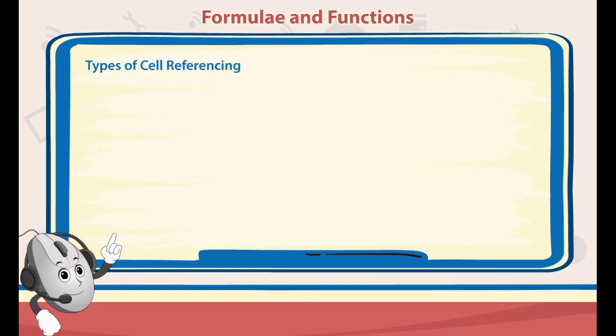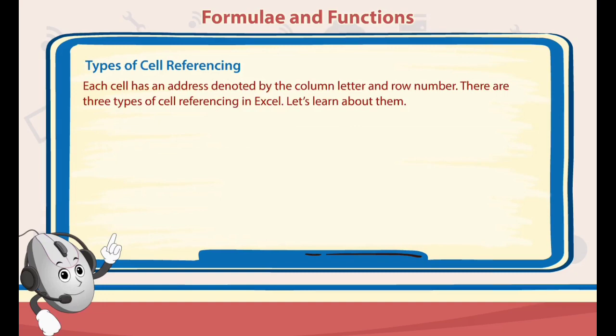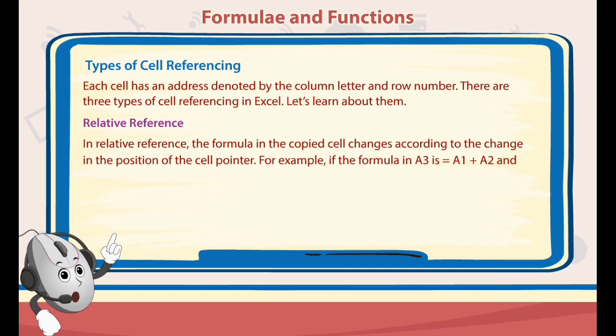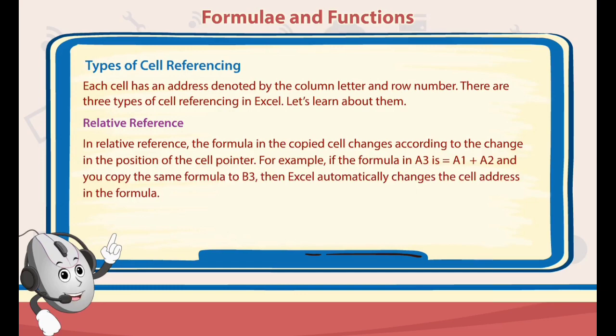Types of cell references. Each cell has an address denoted by the column letter and row number. There are 3 types of cell referencing in Excel. Let's learn about them. Relative reference. In relative reference, the formula in the copied cell changes according to the change in the position of the cell pointer. For example, if the formula in A3 is equal to A1 plus A2 and you copy the same formula to B3, then Excel automatically changes the cell address in the formula.